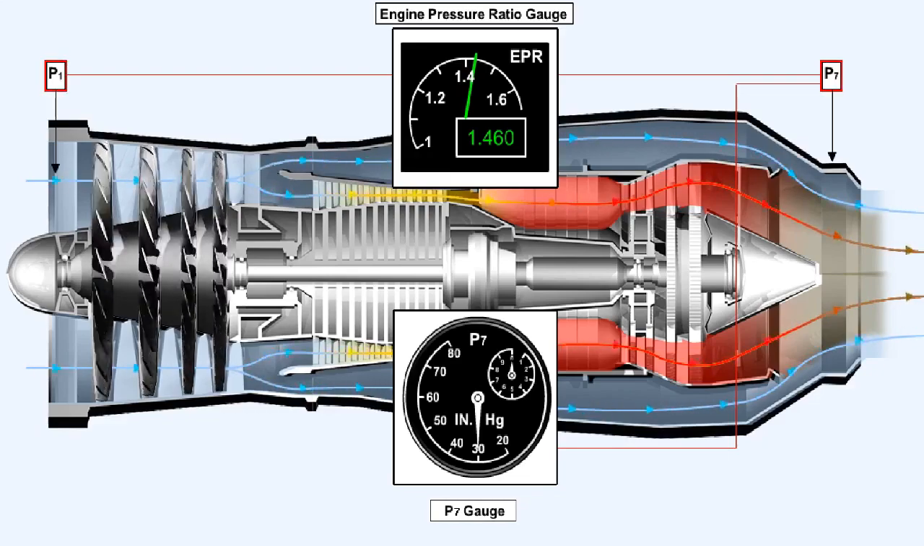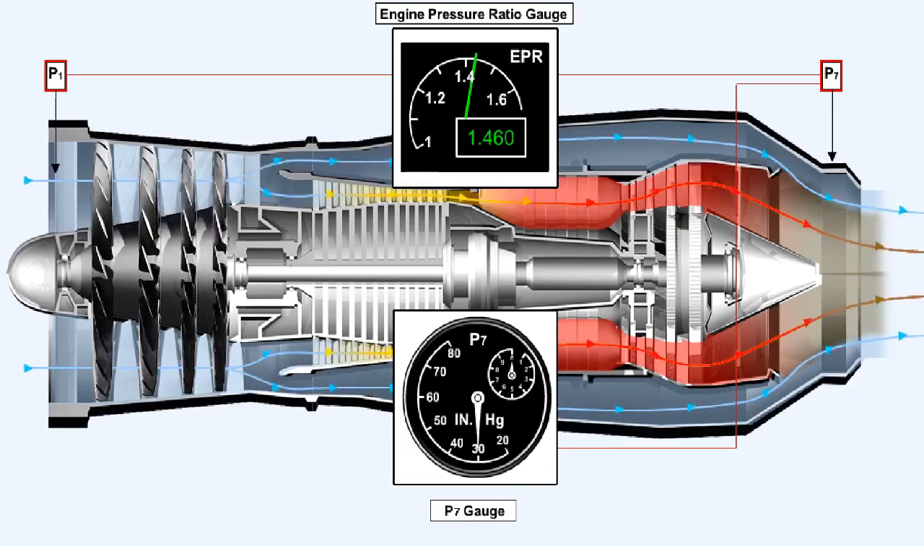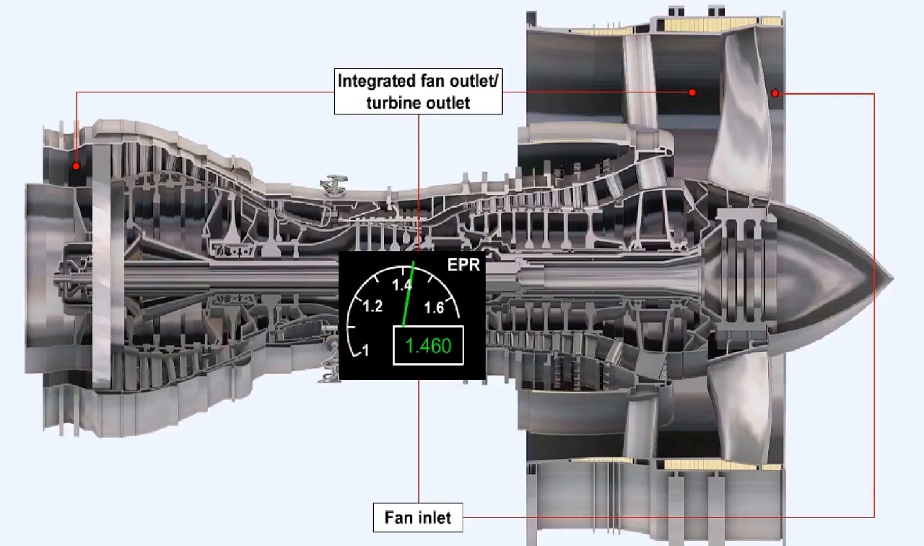The engine pressure ratio, or EPR, is the ratio of the pressure in the jet pipe of the engine, which we call P7, to that at the intake of the engine, which we call P1. The power output of a fan engine can be shown on a gauge which measures the ratio of the integrated values of the turbine discharge pressure and the fan outlet pressure to the compressor inlet pressure.